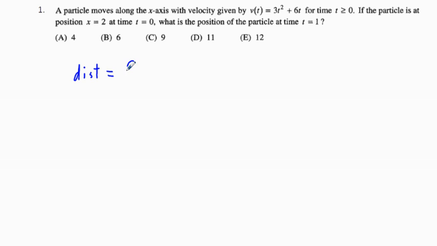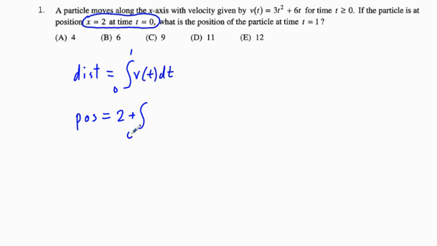is equal to our integral, in this case from 0 to 1, of v of t dt, except we have a starting position of x equals 2 at time t equals 0, so that's a necessary piece of information. So we're going to have 2 plus. Now in our calculus problems, most of the time you're not given superfluous information. Usually the things you see are needed. So we're going to have the limits from 0 to 1 of 3t squared plus 6t dt.